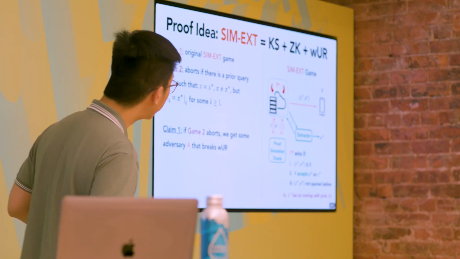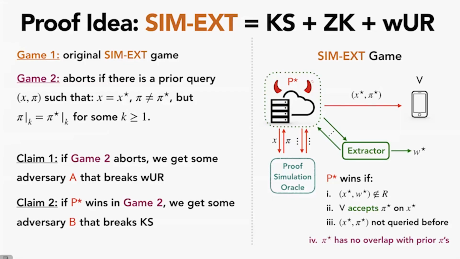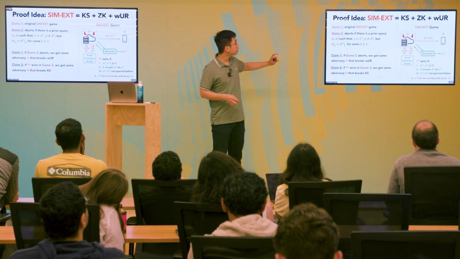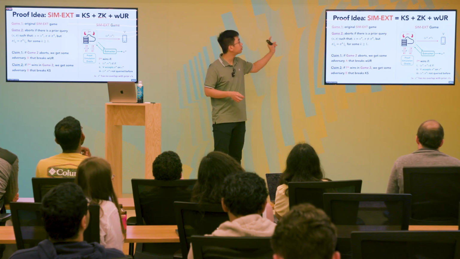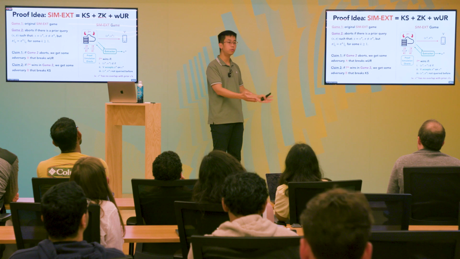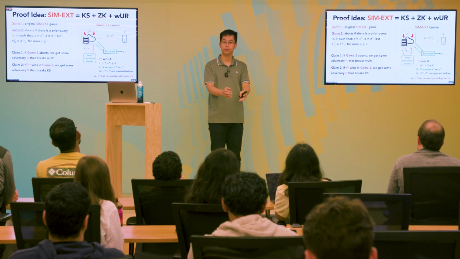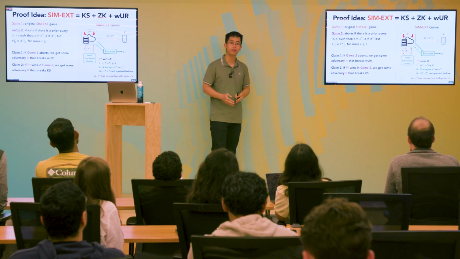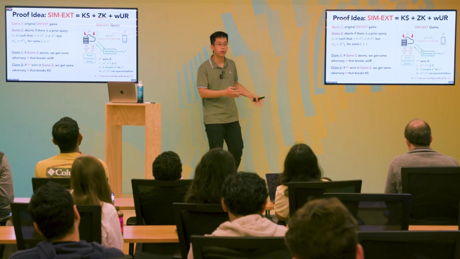Which shouldn't be possible. And then in game 2, now that this new proof has no overlap with prior proofs, what you can do now is directly reduce this SimX adversary to a knowledge soundness adversary. And so you also win, because knowledge soundness is supposed to hold with respect to this proof system. So basically, with these two claims, you can now see that simulation extractability is just normal security plus weak unique response. So how is weak unique response actually proved for various different protocols?